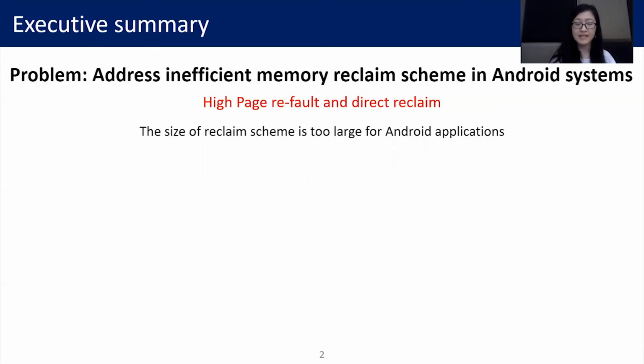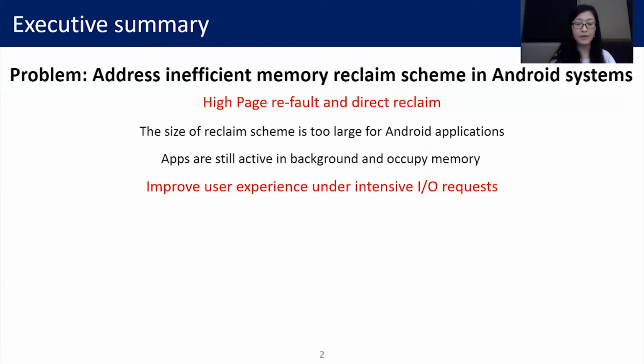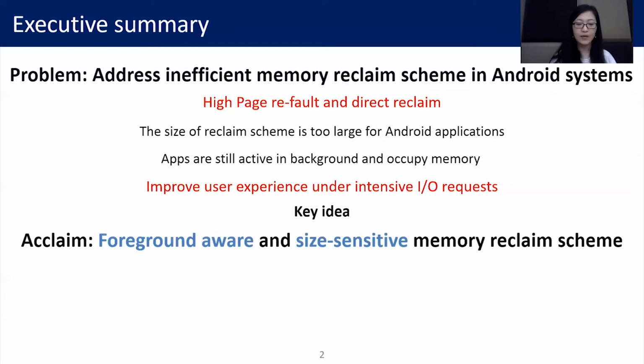First, the size of reclaim scheme is usually too large for Android applications. Second, the background applications keep consuming free pages, even though they do not have the same impact on user experience compared to the foreground applications. This paper aims to improve the user experience under intensive I/O requests. The work name is Acclaim.